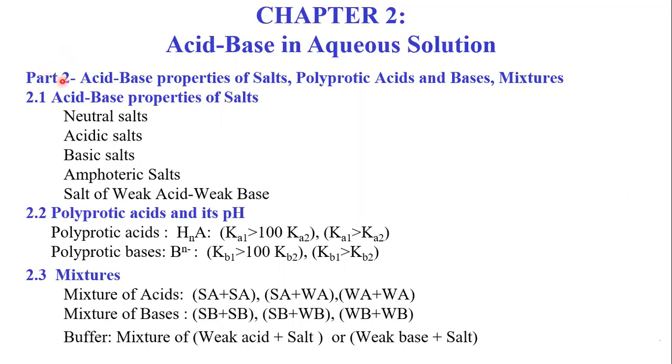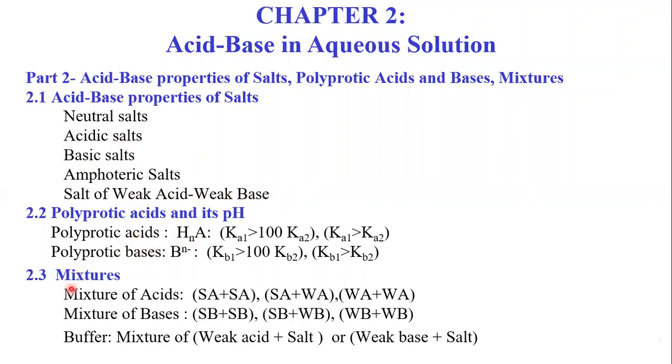We're going to start off with part 2 of the acid-base chapter. Part 2 will be mainly about salts, their properties, and their pH: neutral, acidic, basic, or amphoteric salts, and those salts which look like amphoteric salts, which are made of weak acids and weak bases. As well, in part 2.2, we're going to look at polyprotic acids and the calculation of the pH of polyprotic acids and polyprotic bases.